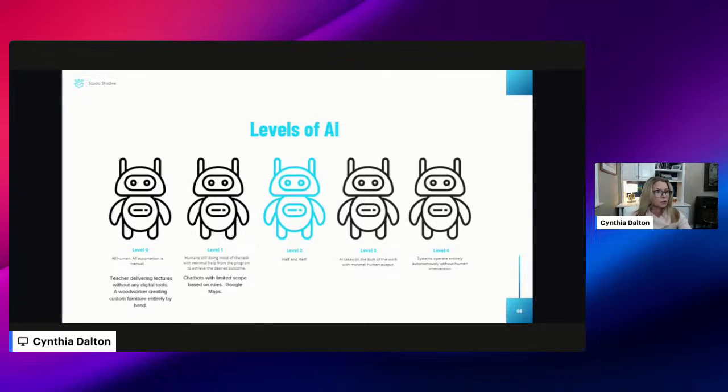Half and half: humans do, machines do. That would be ChatGPT or other conversational assistants, Perplexity, Gemini. There are a lot of them out there right now. And it can assist with, for example, customer inquiries, but it still requires human contact at some point. ChatGPT definitely needs human contact at some point.